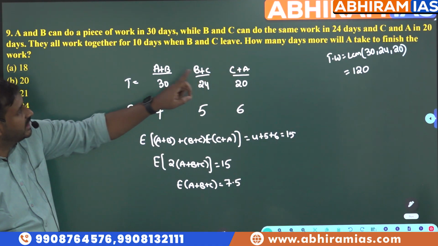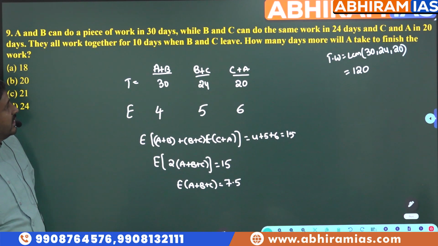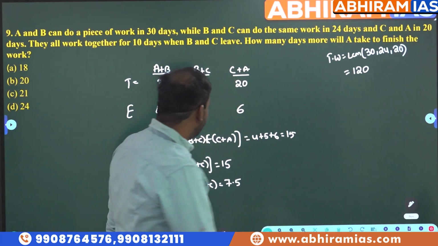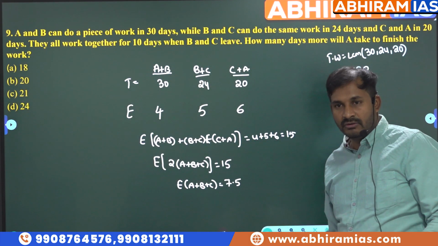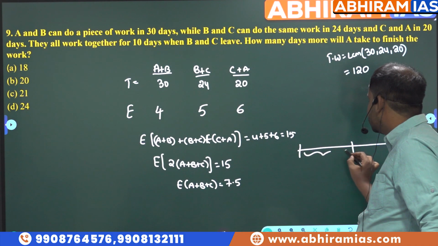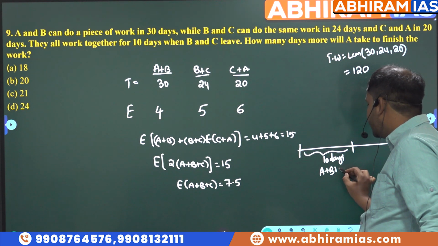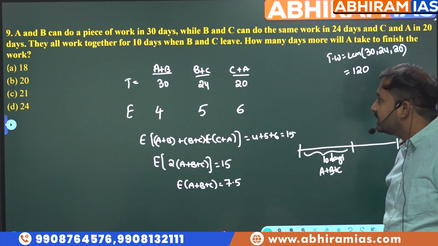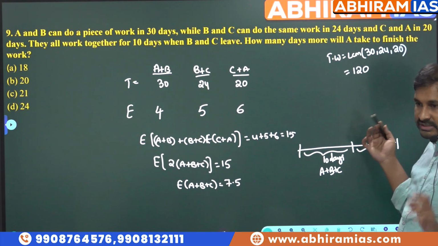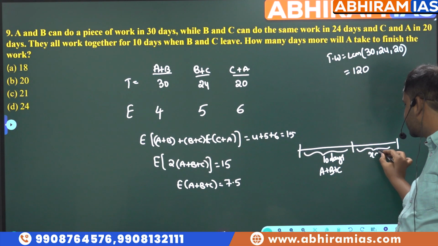How many days more will A take to finish the work? Okay, they all worked for how many days? 10 days. And then when B and C leave, how many more days will A take to finish the job? Now we will go to the timeline. When I draw the timeline, first they worked for how many days? 10 days. In this 10 days who worked? All the 3 worked. A plus B plus C. After 10 days, what is happening here? B and C are leaving the job and only A is working here. We don't know how many days A is working. In how many days more will A work, right? So I will take this as X days.